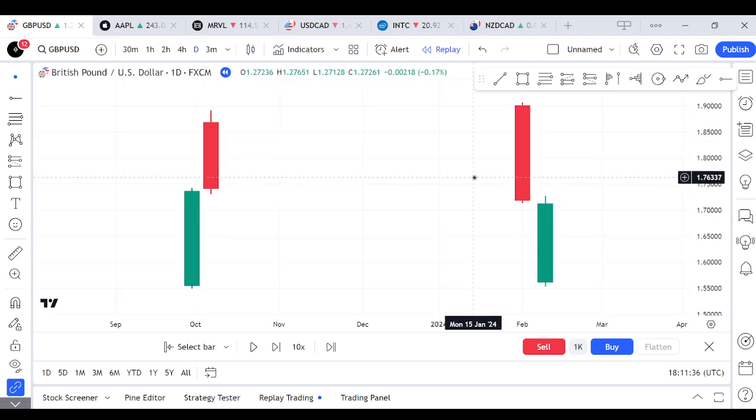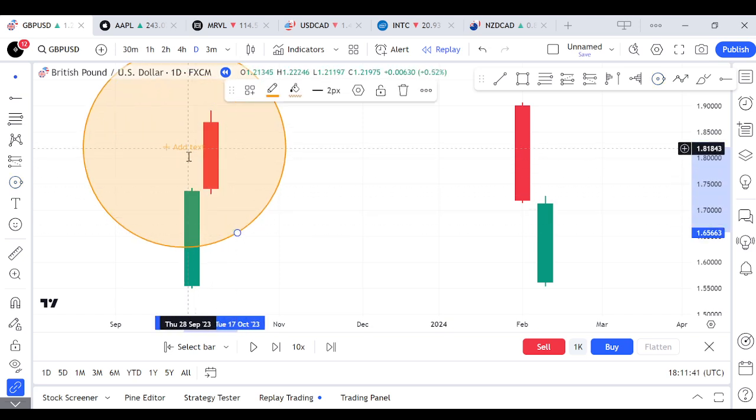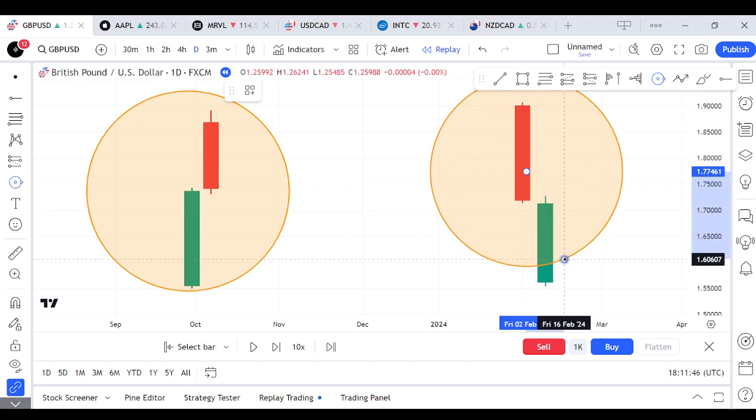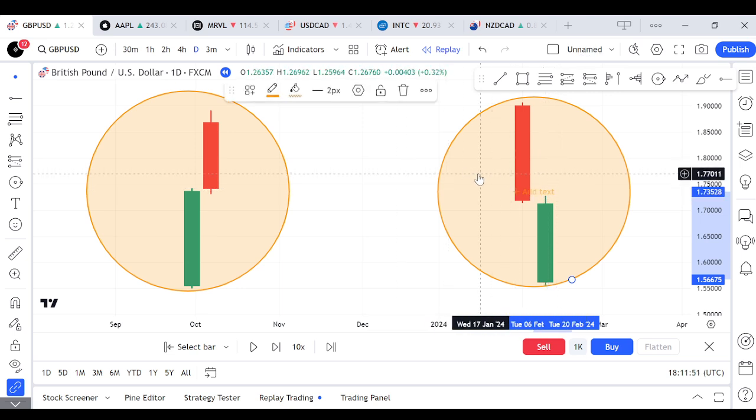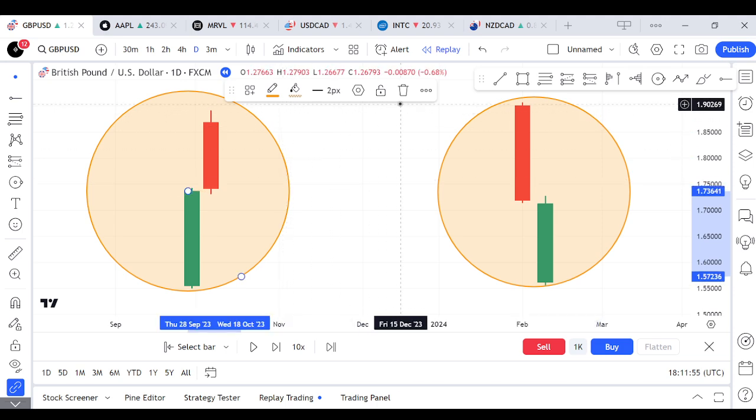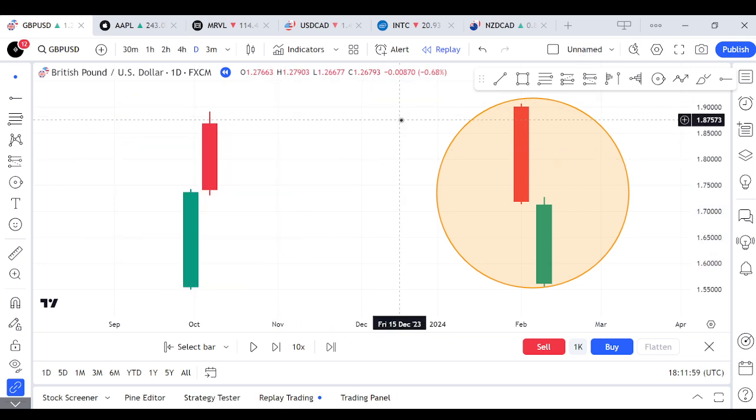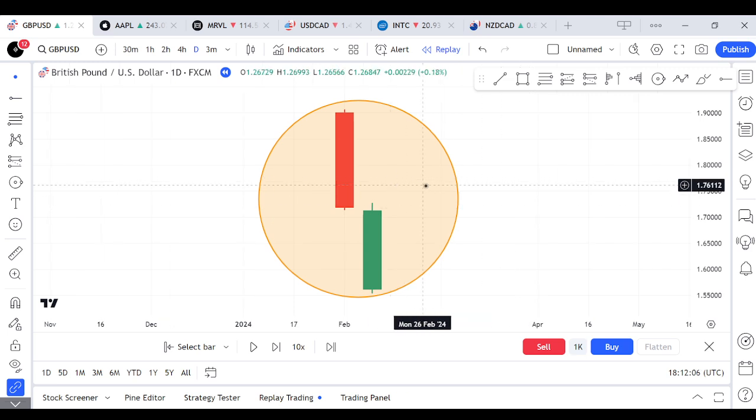As you can see on my chart, I have two candlestick patterns. This is the bearish counter-attack pattern, and this is the bullish counter-attack pattern. The one on the right is the bullish counter-attack pattern, and the one on the left is the bearish counter-attack pattern. So I'm just gonna delete these circles. For the bullish counter-attack pattern, let me explain. We're talking about this one right now.